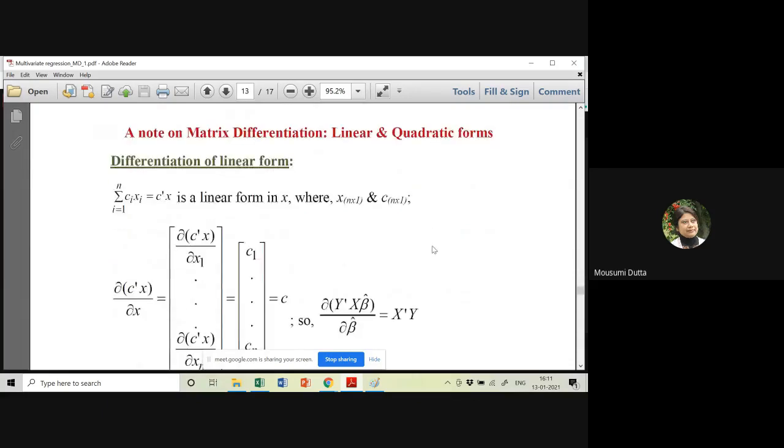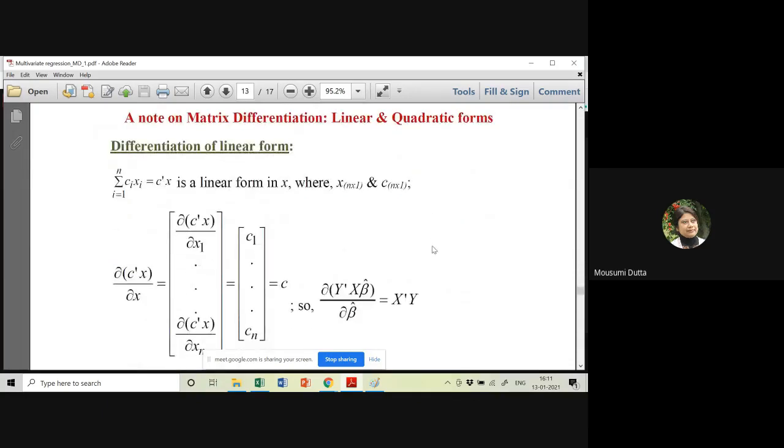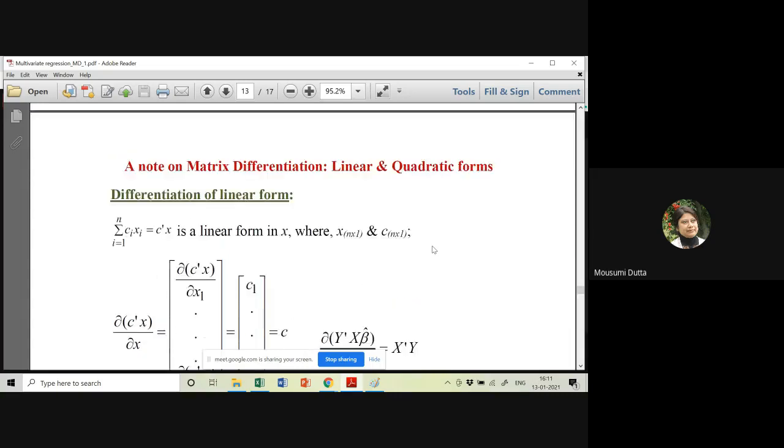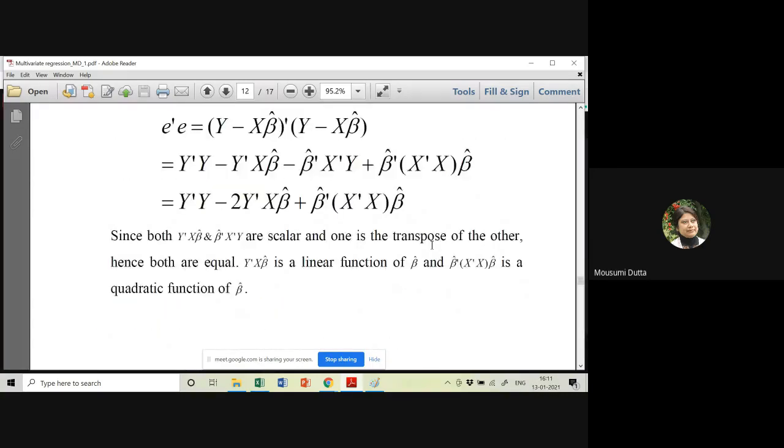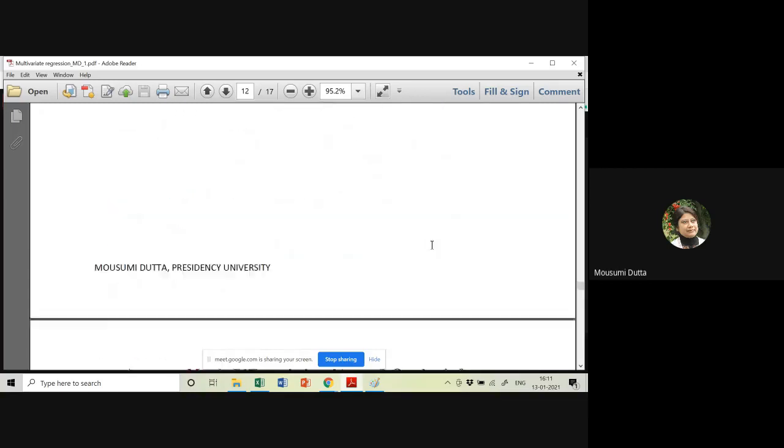So next, for linear and quadratic forms, we are going for matrix differentiation. You may not be that familiar with matrix differentiation, therefore follow the note, and then I'll come back to this particular equation where we have to apply this kind of differentiation.